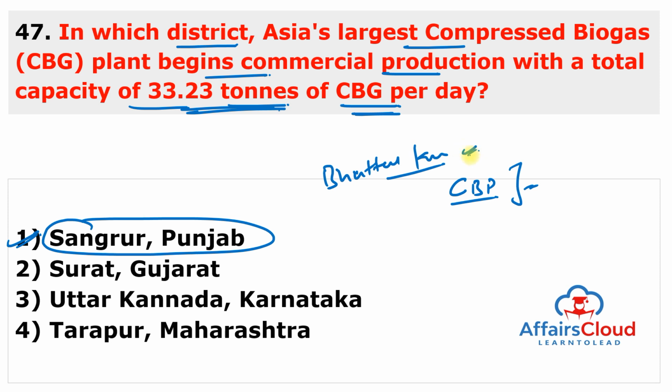This is especially for the Punjab students. This unit was commissioned in the month of April 2022, but now this is fully operational. The plant supplies total compressed biogas to the Indian Oil Corporation Limited outlet. And the project is expected to attract private investment of around 1,200 crore and generate employment opportunities for around 8,000 skilled and unskilled individuals.